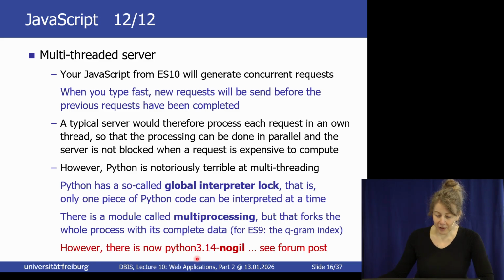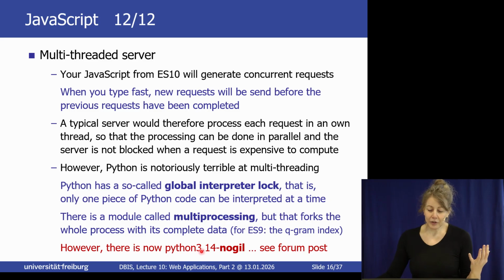However, with 3.14, I mean, Python changes everything all the time. There is now a version. There are also ways to get this with earlier versions. No GIL, the global interpreter lock, where you can somehow get Python to not do this. So if you are interested, Robin, let's talk about it. Let's write a forum post about it. This is optional, but it's very interesting.